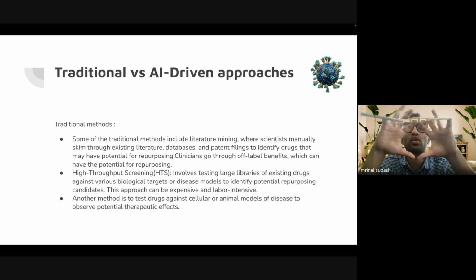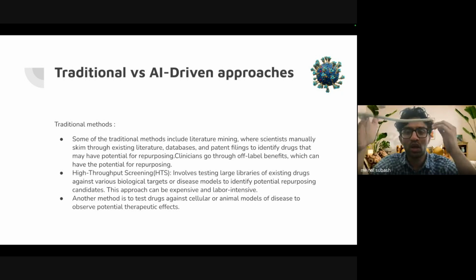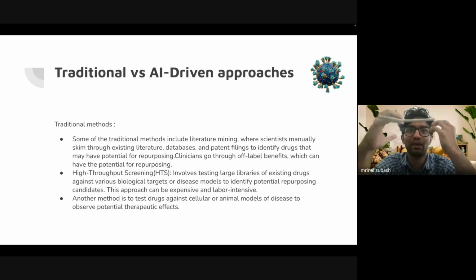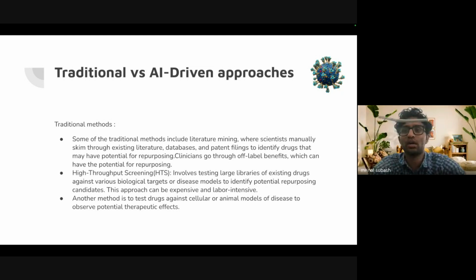So scientists create a high throughput screening library in order to see how these drugs are targeting certain diseases. But this can be very expensive and laborious, because imagine you have a large library of chemical compounds, and you want to trial and test each chemical compound on what the effective target is that it would affect.